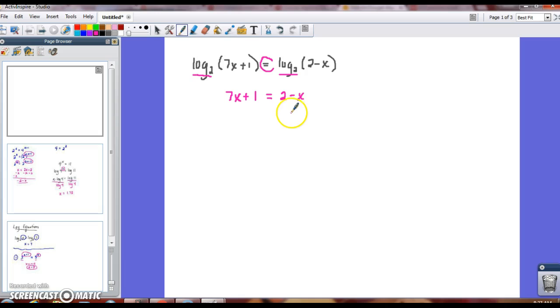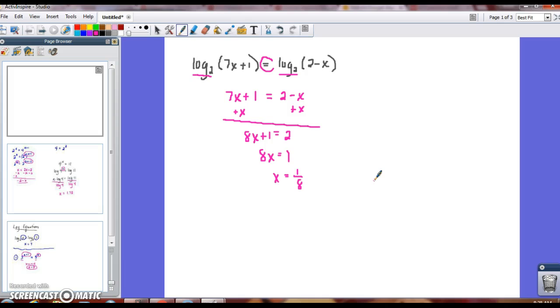Well, then it's just a situation of solving it, right? If I add x to both sides, I end up with 8x plus 1 is equal to 2. Subtract 1 from each side: 8x equals 1, so x is equal to 1/8. Okay, so that's pretty straightforward when you have a situation where those logs are equal to each other.